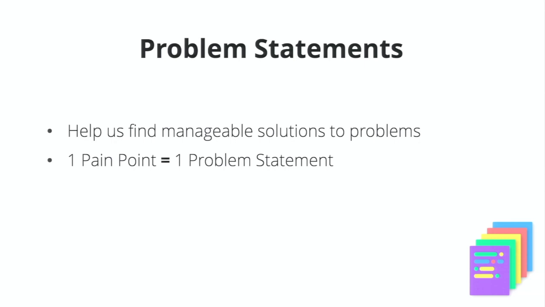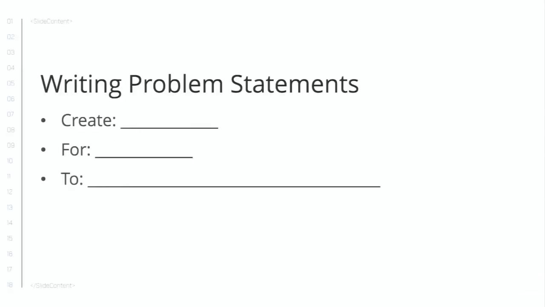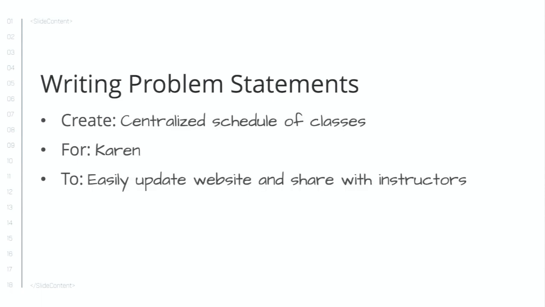Now, it's important to remember that one pain point equals one problem statement, okay? We don't want to create super complex problem statements because it doesn't help us distill what the problem is and what we can do to fix it. So a framework we can use for writing problem statements is something like this. We're going to create blank for blank to blank, right? So we're going to create something for someone to do something, okay? So putting this into Karen's example, we're going to create a centralized schedule of classes, right? Something that if we update in one place, updates everywhere else.